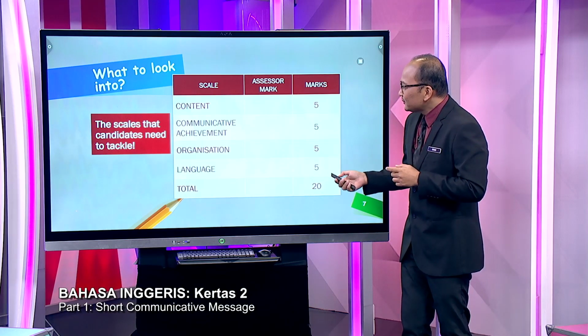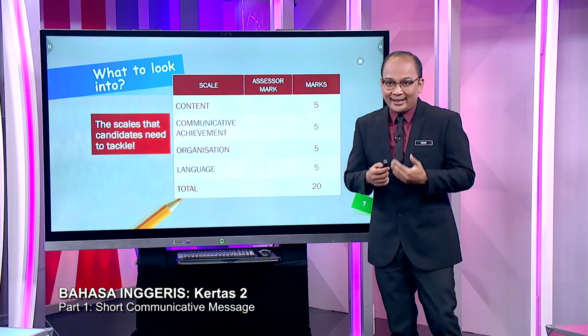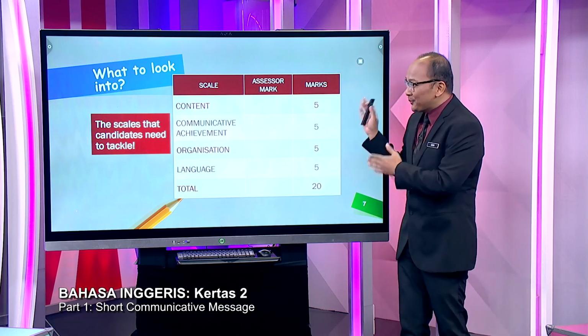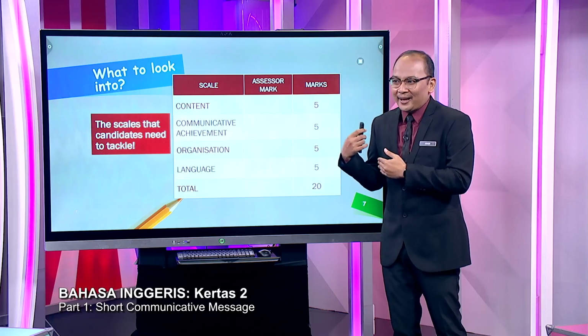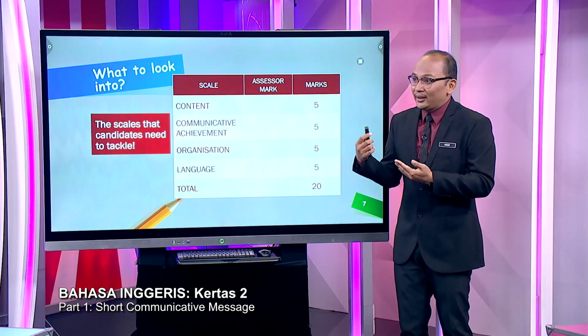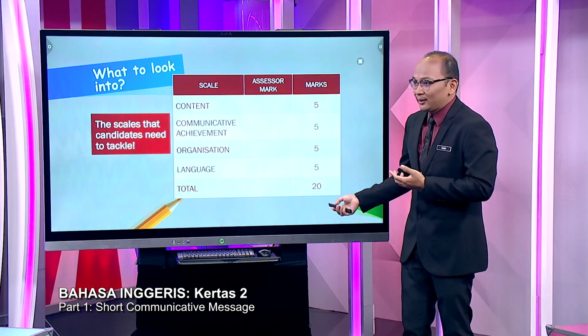Okay, now, what we are going to look into when we are writing. Please remember, these are the skills that you need to pay attention to when you are writing. There are 4 things that you need to know, which are content, communicative achievement, organization, and also language. The maximum marks for each of these skills are 5, so the total mark would be 20. You are going to see the same thing for Part 2 and Part 3, because the total will be 20 marks.